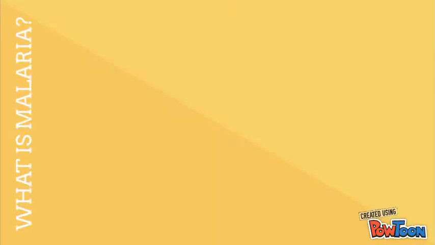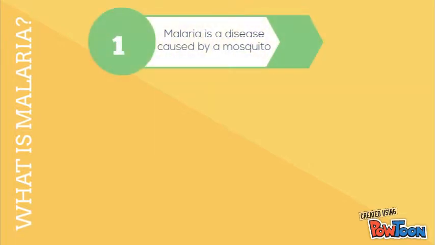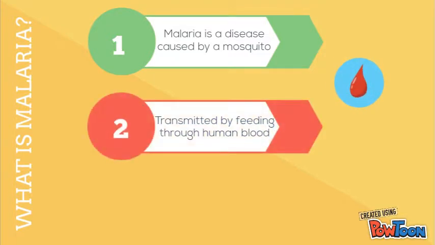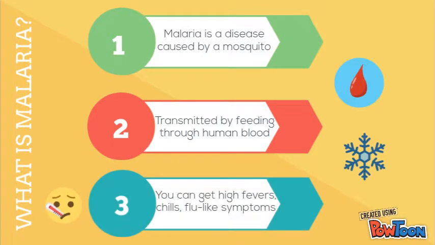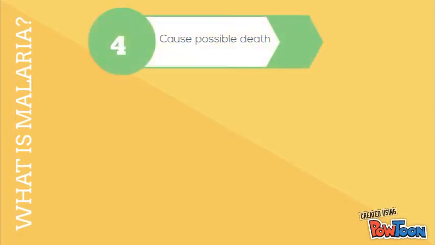What is malaria? Malaria is a disease caused by a parasite that is carried by the Anopheles mosquito. This parasite is transmitted to humans during the feeding of the mosquito on human blood. Malaria is commonly characterized by high cyclic fevers, chills, as well as flu-like symptoms. It can also cause possible death.